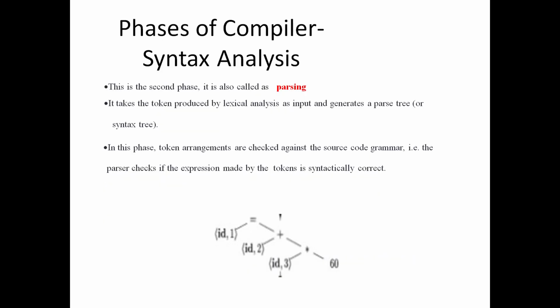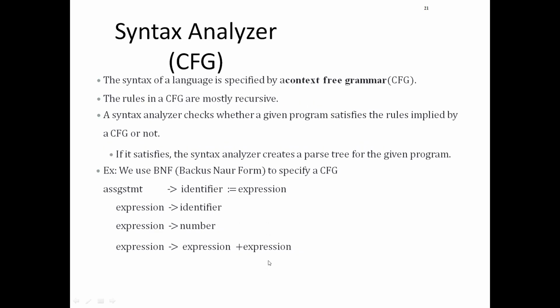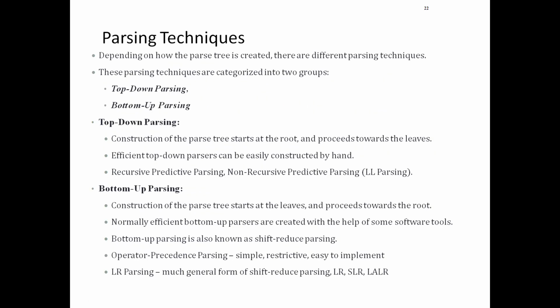This is an example, the same example we have used: ID1 equal ID2 plus ID3 into 60. It takes the tokens produced by the lexical analysis as input and generates a parse tree. Here star is an operator as an inner node, with left child ID3 and right child 60. Similarly, plus is a node with ID2 as the left child and this entire expression as the right child. Then equal is an assignment operator, with ID1 as the left child and the entire expression as the right child.